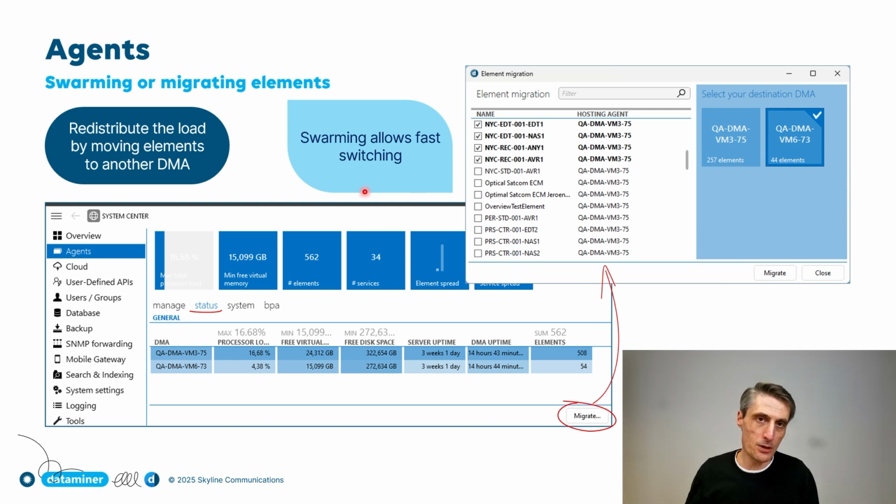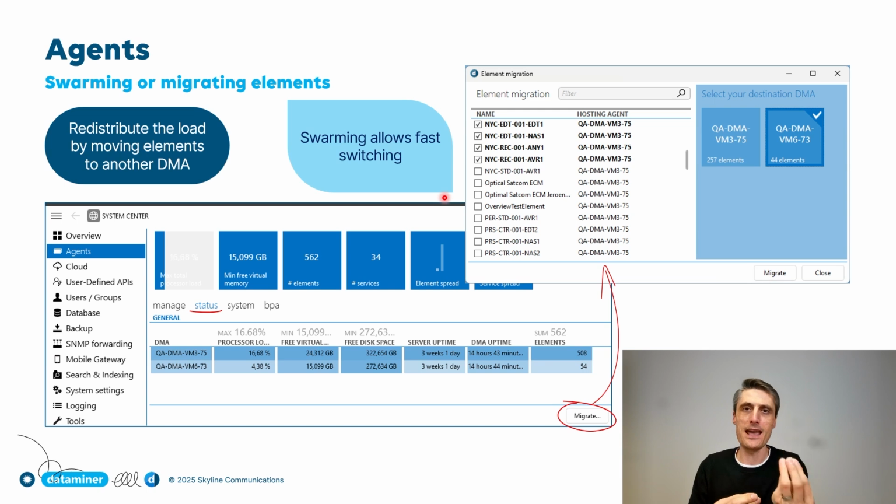It is also possible to do that API driven. There are low-code apps available to do that. There are automation scripts you can use to do swarm actions under certain conditions. For instance, if you detect a problem, you can automatically swarm elements to another agent. So it's a more flexible way than failover to move elements around.